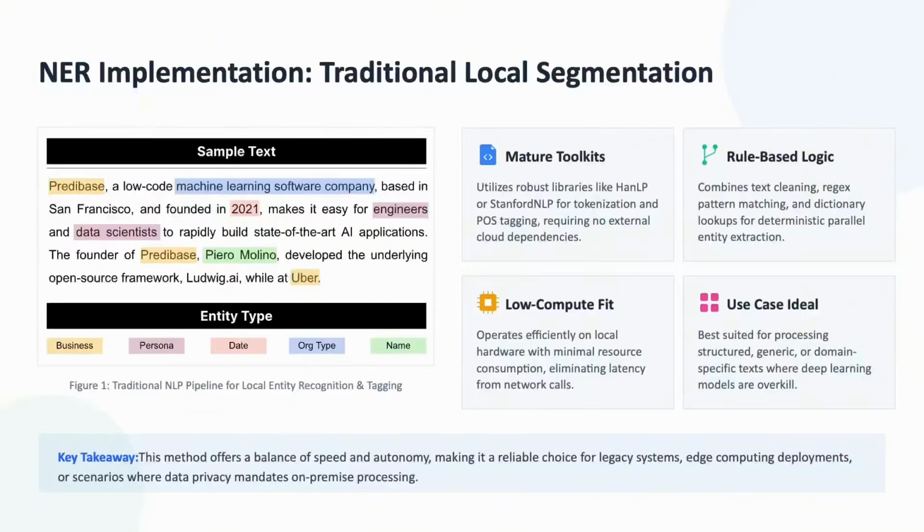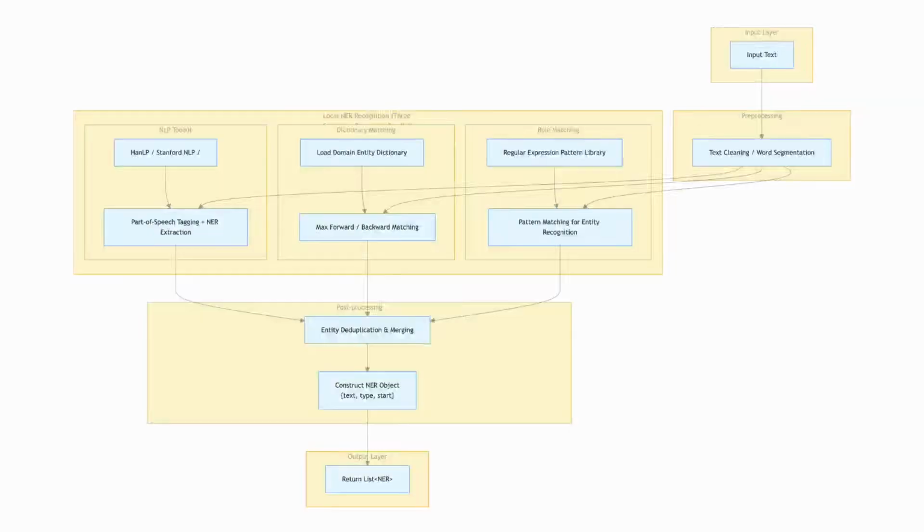First, NLP toolkits such as HanLP and Stanford NLP complete tokenization and part-of-speech tagging for preliminary entity extraction. Second, domain entity dictionary matching loads custom glossaries and applies maximum forward or backward matching rules. Third, regular expression pattern libraries run customized rule matching for domain-specific entity formats. After parallel extraction, a post-processing module merges and deduplicates all candidate entities, then assembles standardized NER object lists as final output.